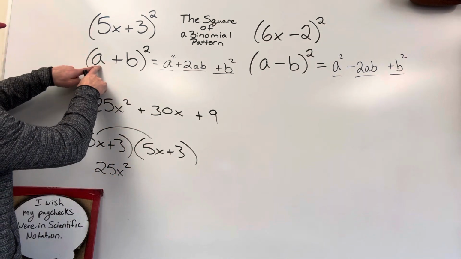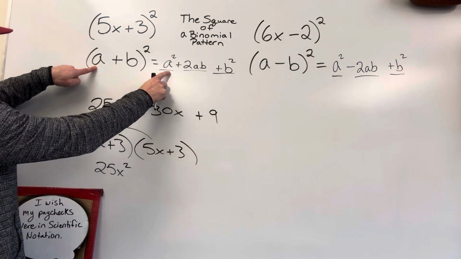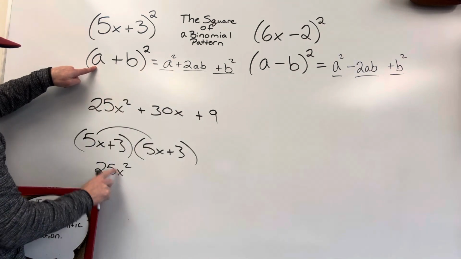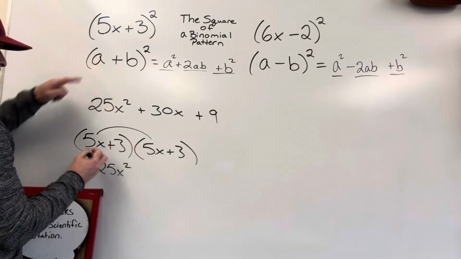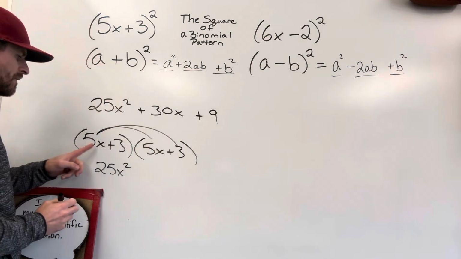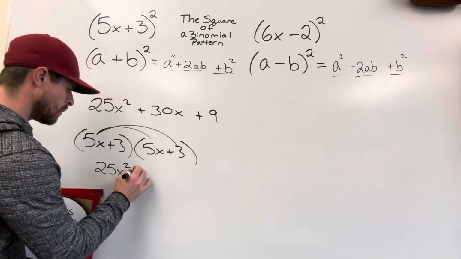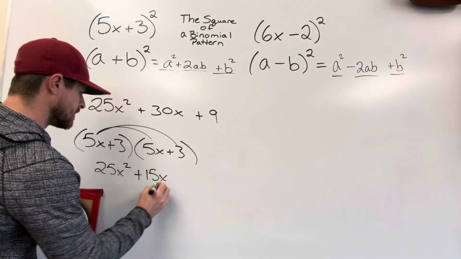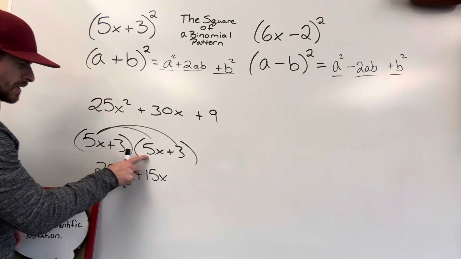So if you think about it, we're just taking this front value and squaring it. We're just multiplying it by itself. Then we've got to do our outside terms. That's 5x times 3. Well, that's going to give you 15x. And then you're going to have to do the 3 and the 5x again.